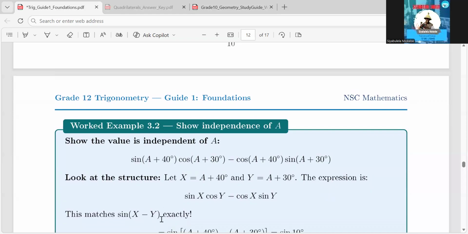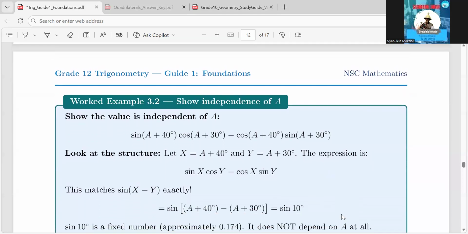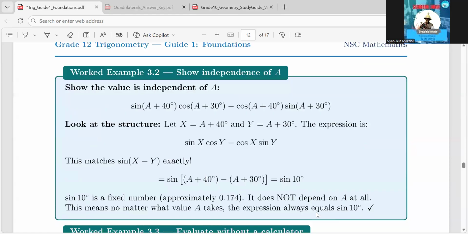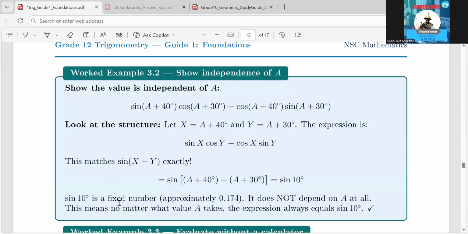Being able to recognize that makes your calculations much easier, because you can just substitute A plus 40 where there's x and A plus 30 where there's y, and that gives you sine 10. Notice that sine 10 is just a number, so it does not depend on A at all. This means that no matter what value A takes, the expression will always equal sine 10, regardless of what A is. Right? So we are sorted.